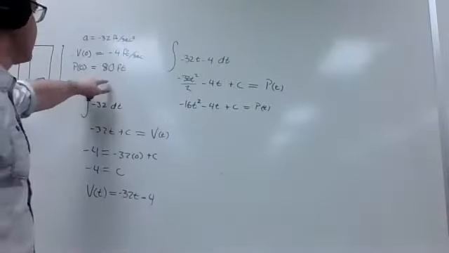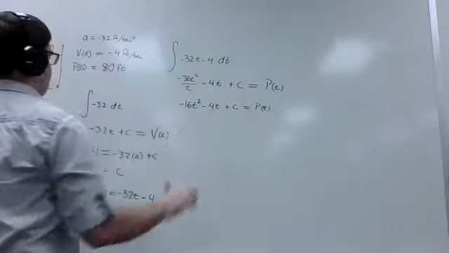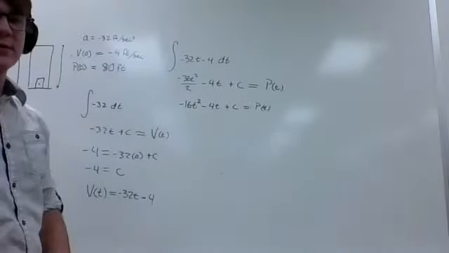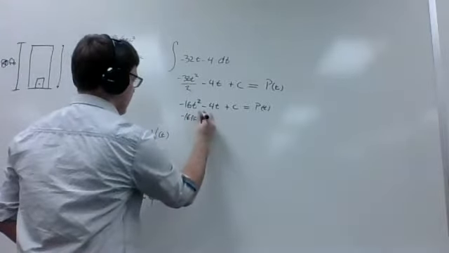And so now we're going to use our initial point here. So we know that when t equals 0, we're 80 feet. So we can do this again. So we just plug in 0 for our t's.